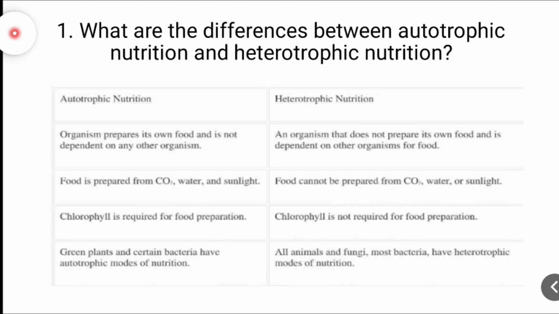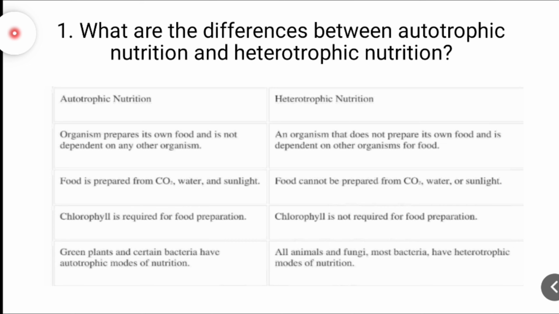Next, question 1 is, what are the differences between autotrophic nutrition and heterotrophic nutrition? The difference is, number 1, autotrophic nutrition is where the organism prepares its own food and is not dependent on any other organism. Heterotrophic nutrition is where an organism does not prepare its own food and is dependent on other organisms for food. Next point, food is prepared from carbon dioxide, water and sunlight.